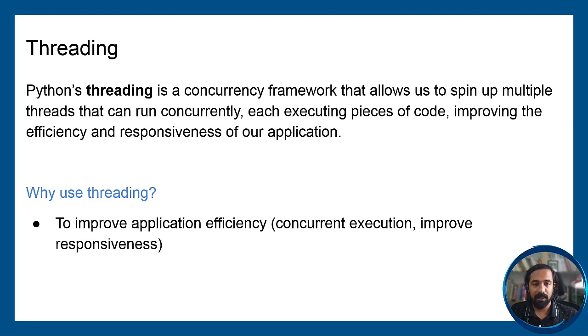In Python, threading is a concurrency framework that allows us to spin multiple threads, and each of these threads can run concurrently, each executing its own piece of code. So why use threading? Threading helps us improve the efficiency of our application. It will help us with concurrent execution as well as improving the responsiveness of the application.